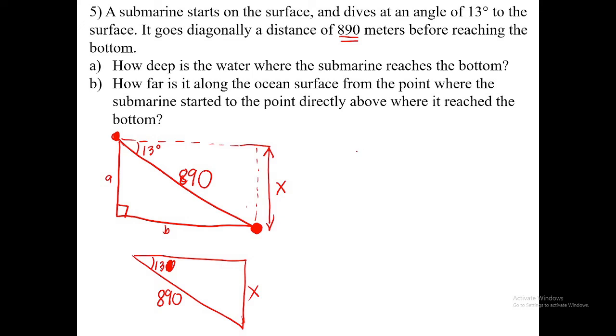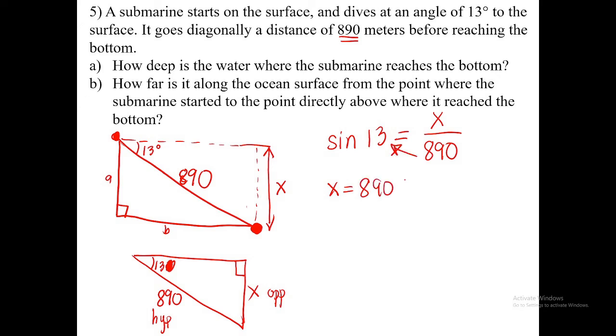Sine. Tangent. Okay, I'll be using sine, because I have the hypotenuse. 890 is the hypotenuse, and X is the opposite. So I'll be using sine. Sine 13 is equal to X, the opposite side, over the hypotenuse 890. So X is simply 890 times sine 13.